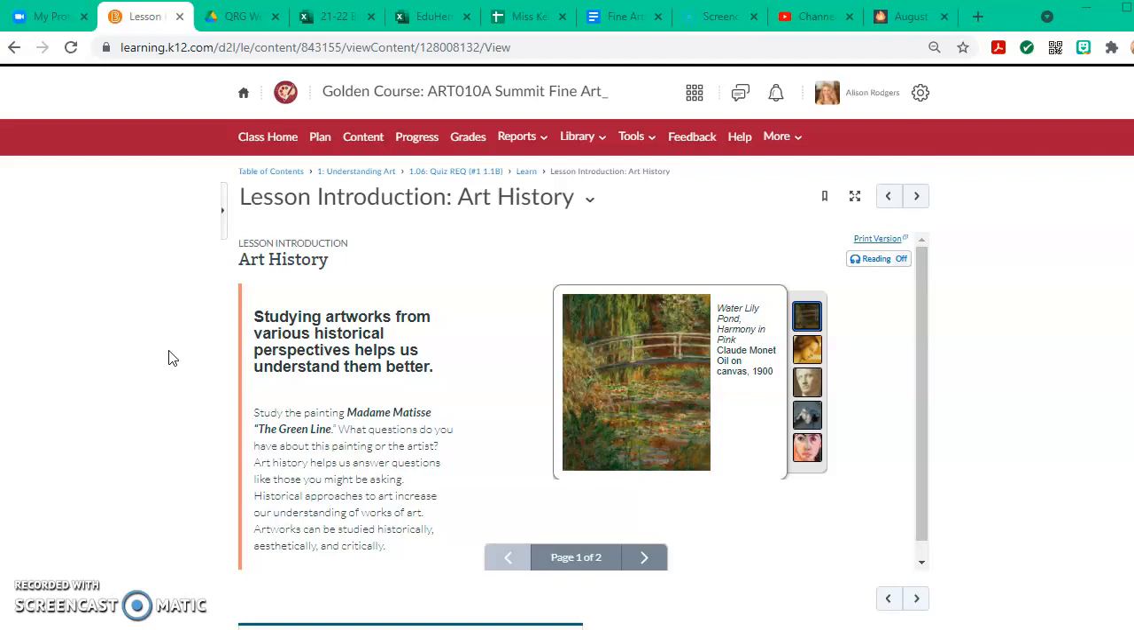Studying artworks from various historical perspectives helps us understand them better. Study the painting Madame Matisse, The Green Line. What questions do you have about this painting or the artist? Art history helps us answer questions like those you might be asking. Historical approaches to art increase our understanding of works of art. Artworks can be studied historically, aesthetically, and critically.